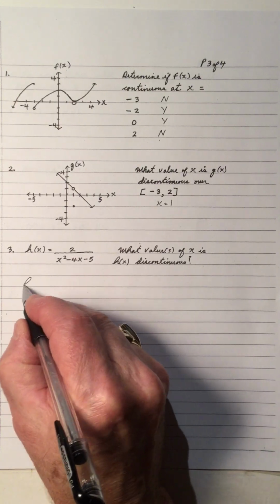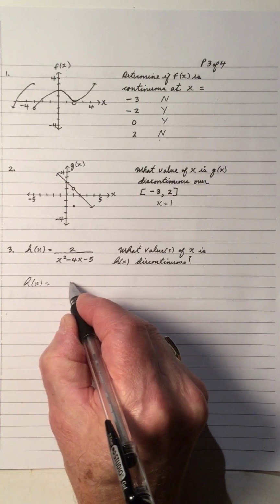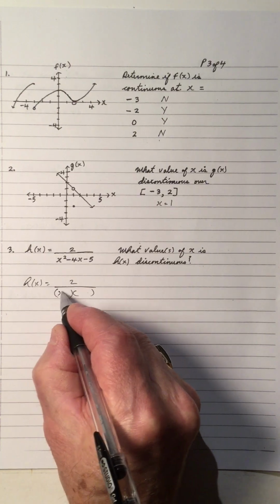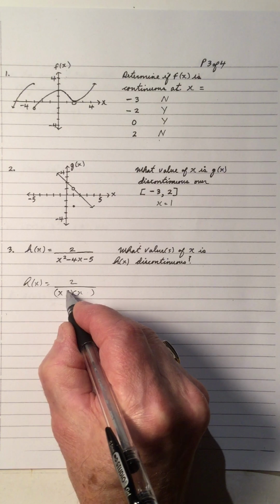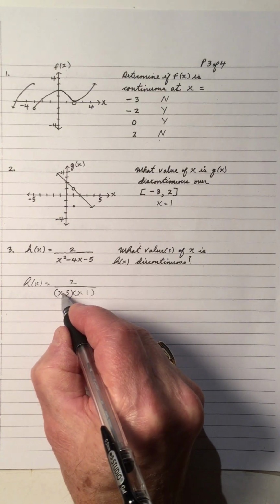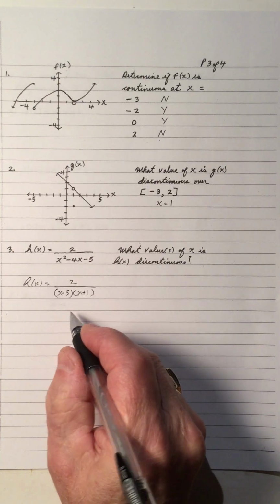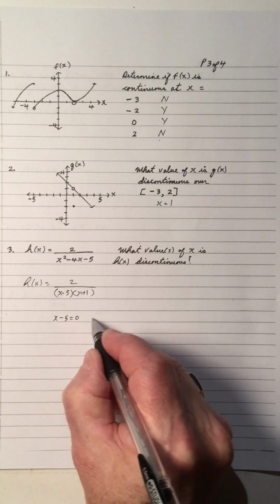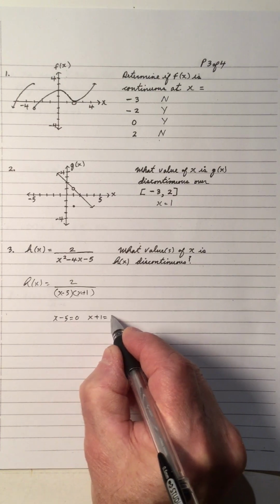So that's h of x equals 2 over. And we factor here. We have a quadratic, so it's x and x. Factors of 5 are 5 and 1. Product is negative, sum is negative, so it's negative 5 plus 1. So that means if x minus 5 equals 0, x plus 1 equals 0.